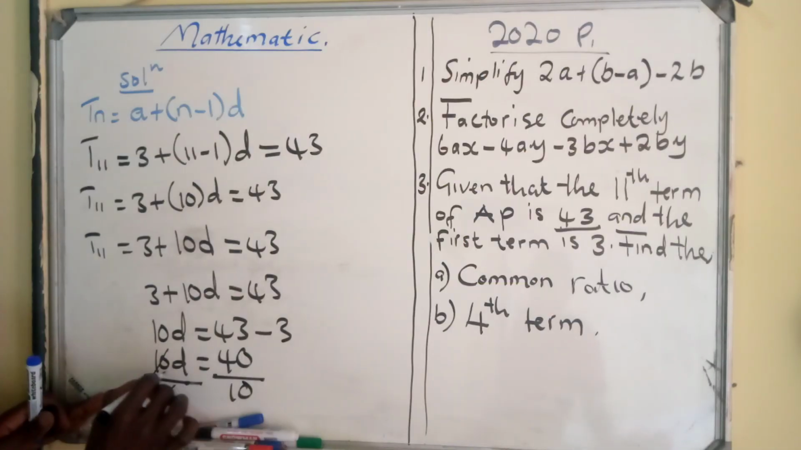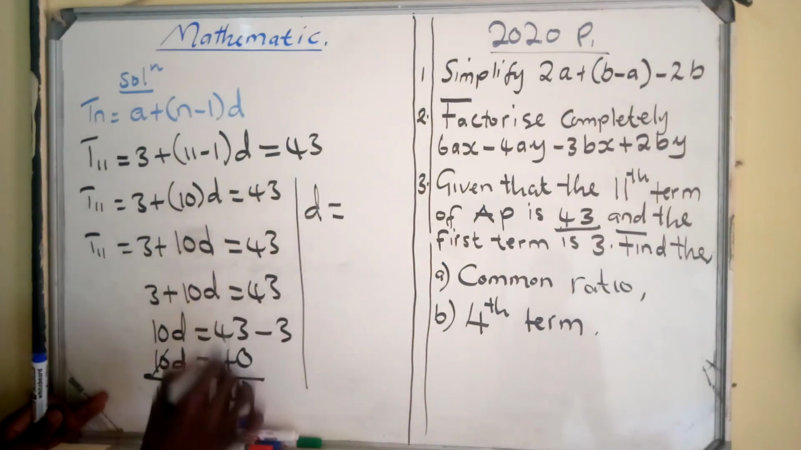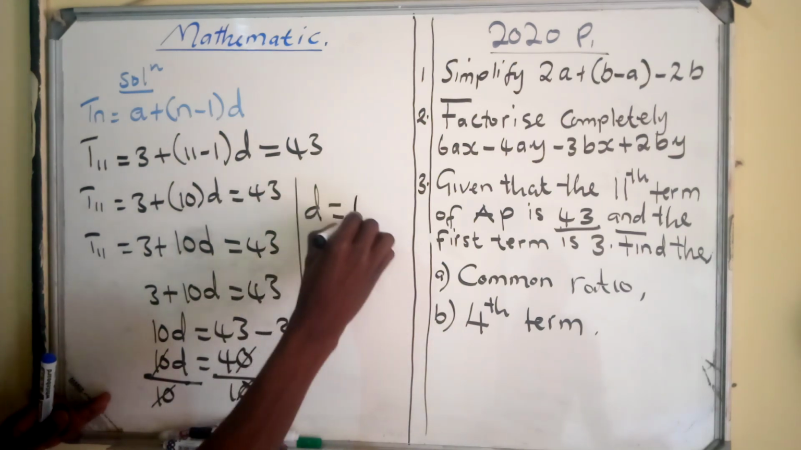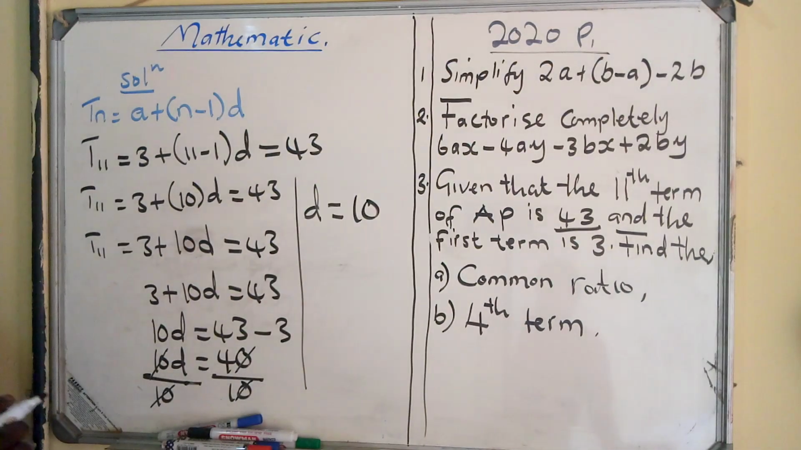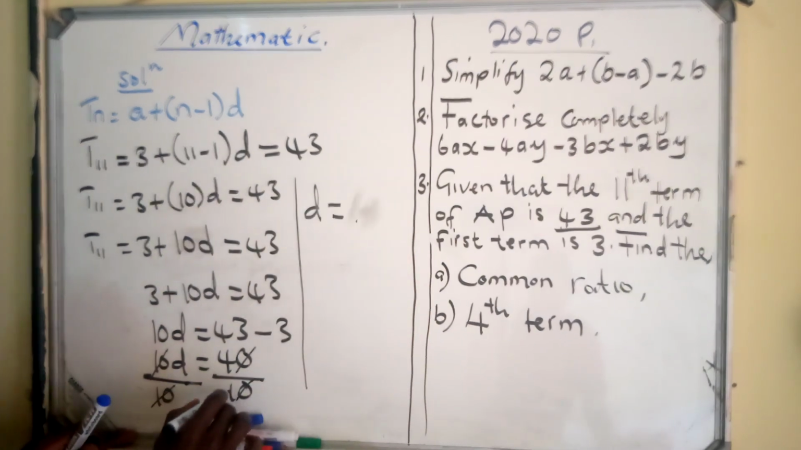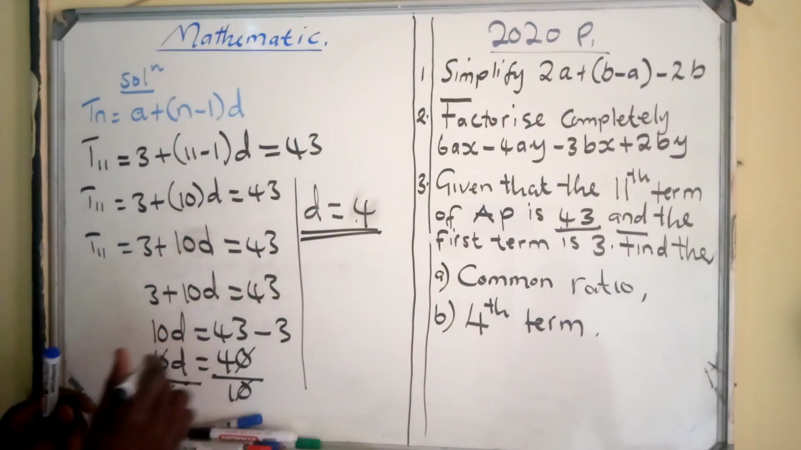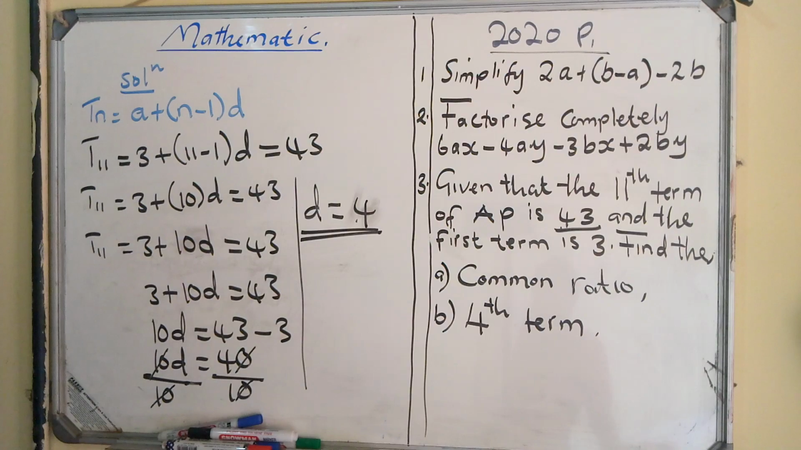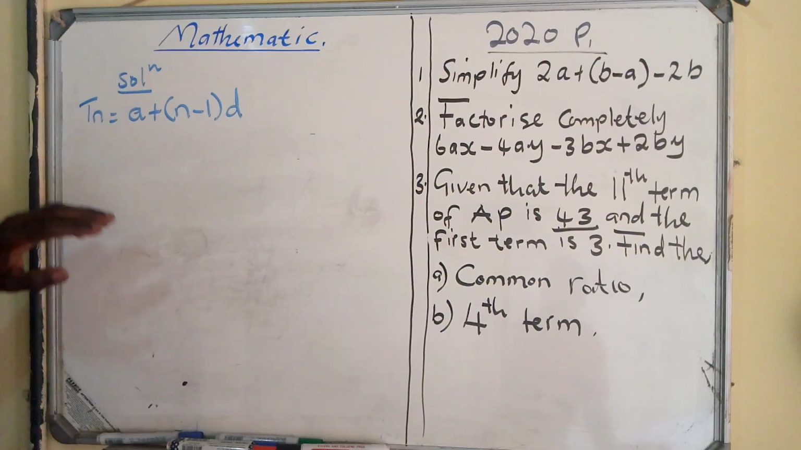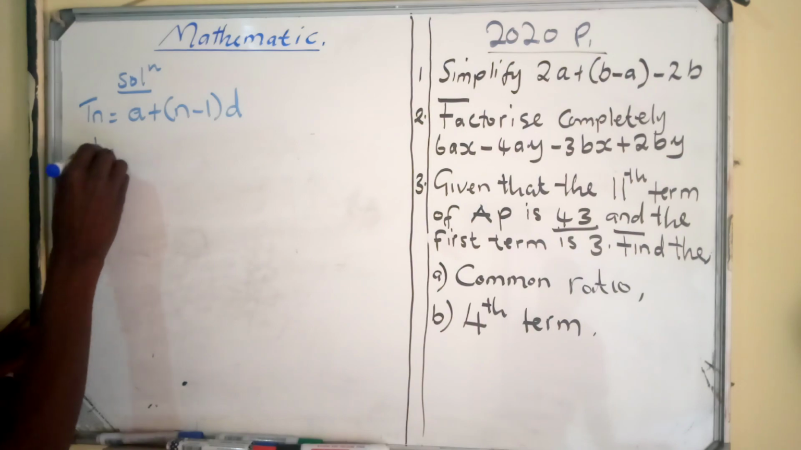So 10 and 10 go, we remain with d. And then 10 into 40, it is going to be 4. So our common difference is 4. Our common difference there, it's 4. Okay, so we have found that the common difference, which is the d, is 4.